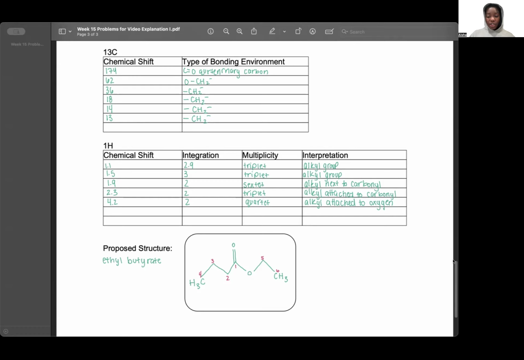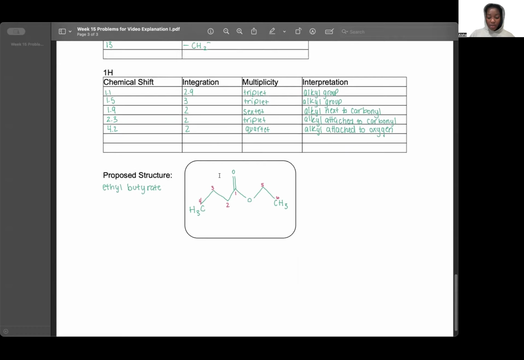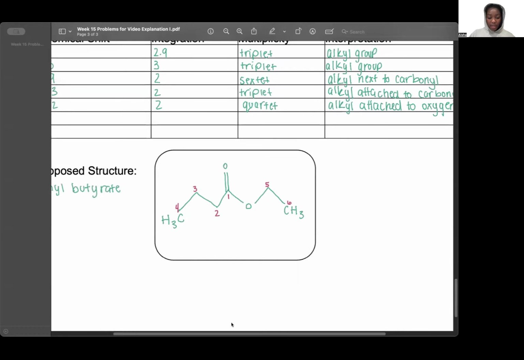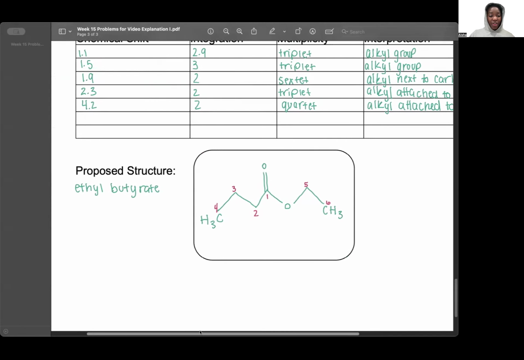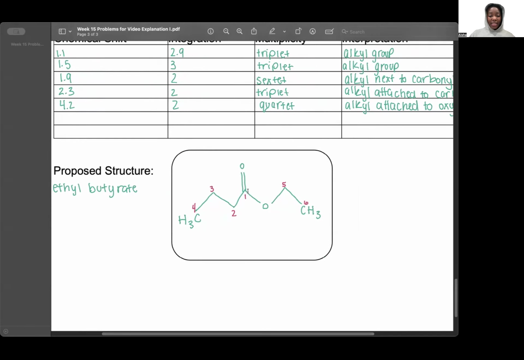So this is the proposed structure that I drew. Like I mentioned previously, this is ethyl butyrate. It has 1, 2, 3, 4, 5, 6 carbons. Over here, we have it double bonded to an oxygen, and then in the chain, we have actually another oxygen, so that counts for 2 oxygens, and then we have another CH3 carbon structure at each of the ends.